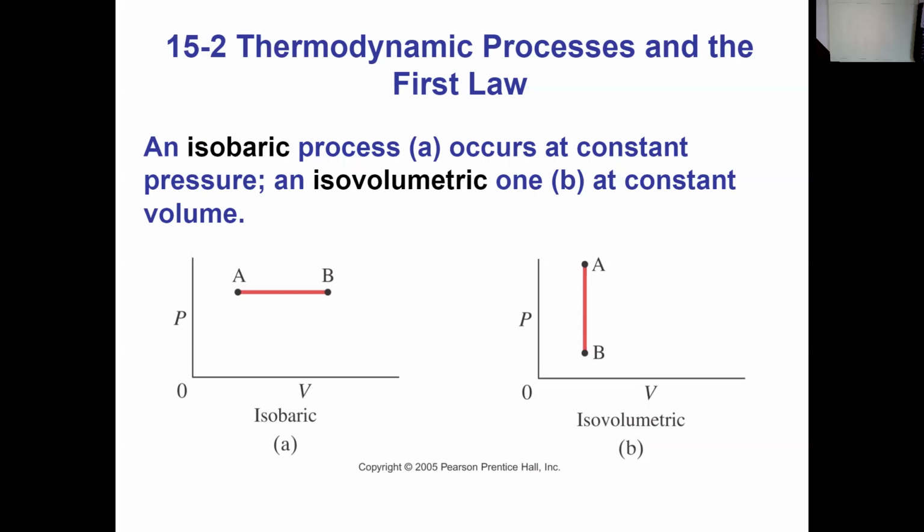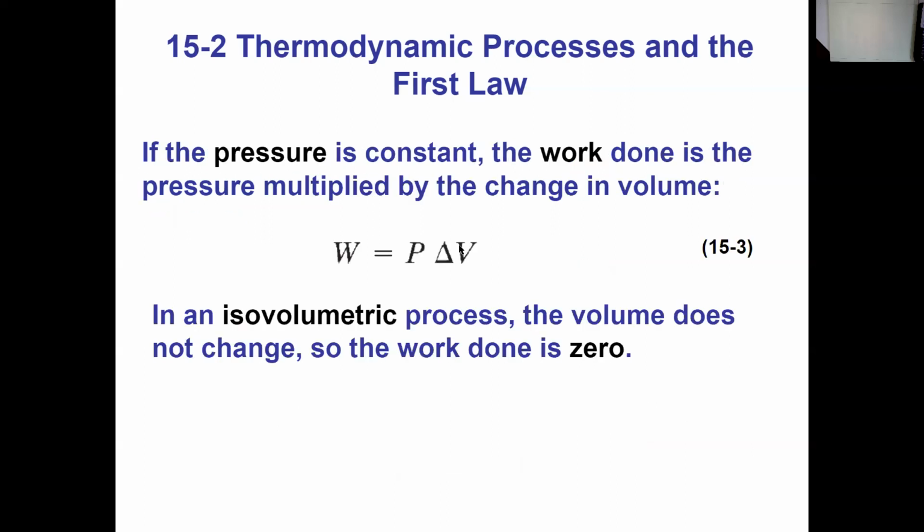And if we have another process where the volume doesn't change, an isovolumetric one, then that means it's impossible for it to do work. There's no change in volume, so there's no work done. And so if that's the case, then the work done is just going to be pressure times the change in volume. Once again, if the change in volume is positive, then the work done is positive. If the change in volume is shrinking, it's negative, then the work done is going to be negative.